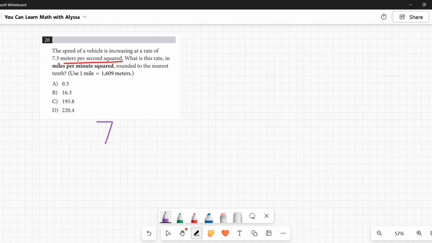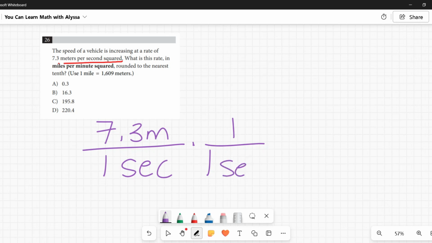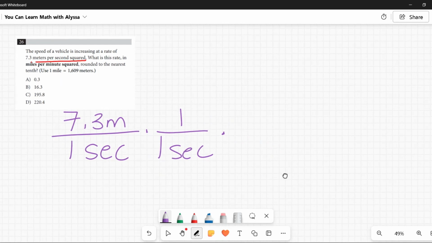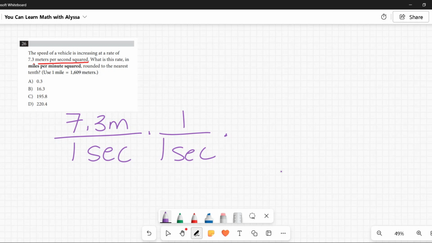Okay, so I have 7.3 meters per second squared. So it's 1 second times 1 over 1 second. I think that is the easiest way, because it's second times second, 1 second squared. So to convert this, I need to multiply to get to miles per minute squared. I don't want any seconds, I want minutes squared. And I also don't want meters, I want miles.